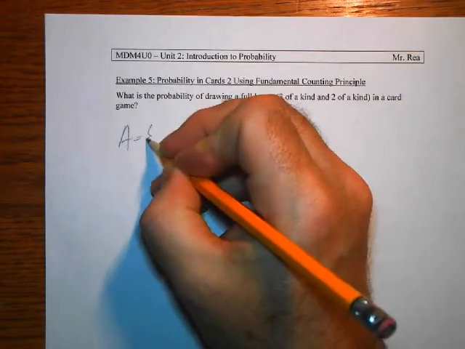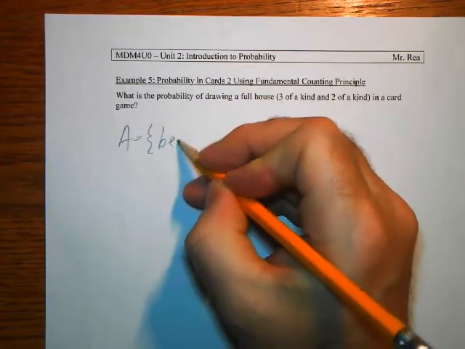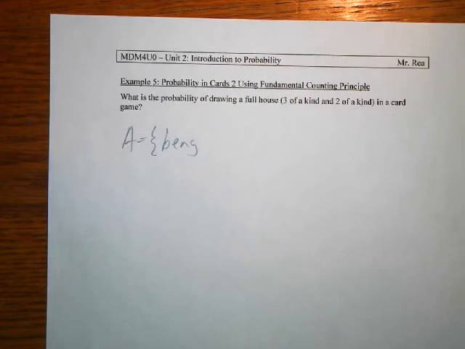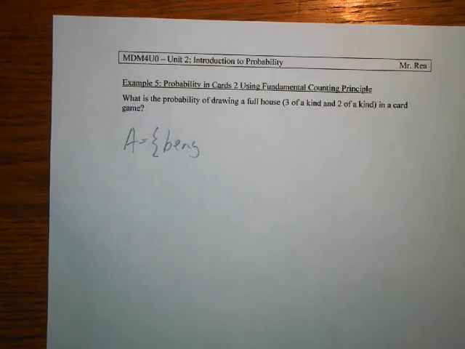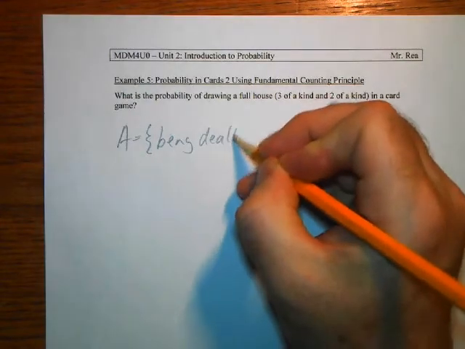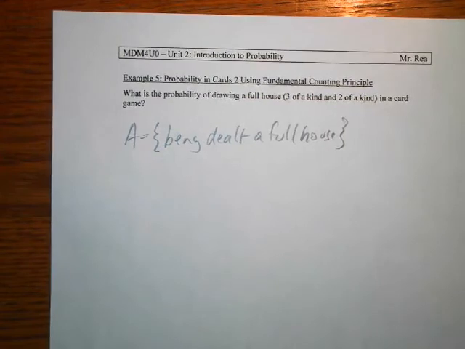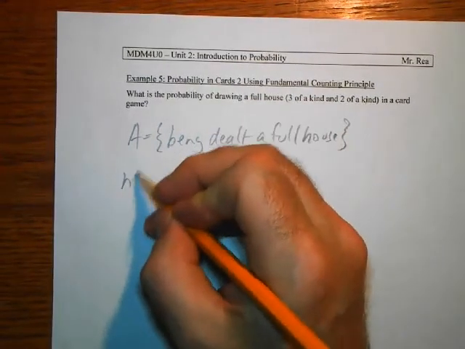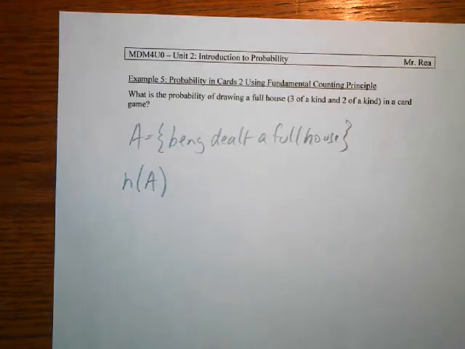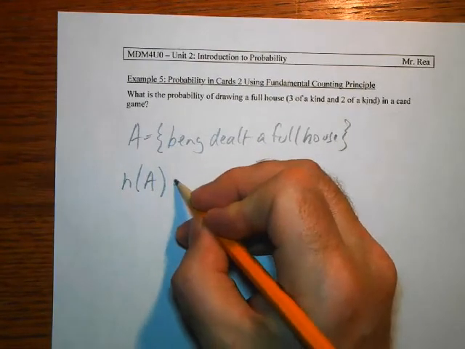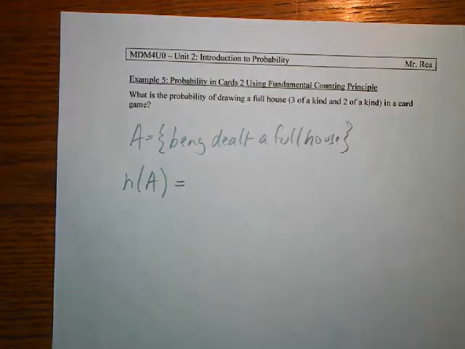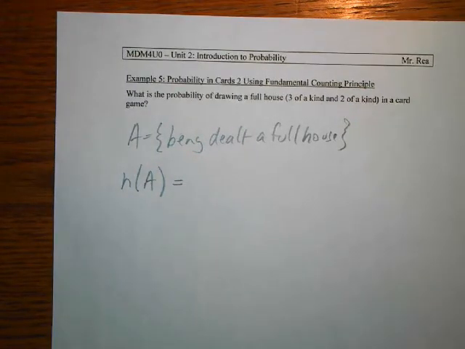So again, we'll define our event. Our event will be being dealt a full house. Okay, so let's talk about how many ways we can get a full house. This is a little different than the first one. We're going to break this down into two parts. How many ways can I get 3 cards the same? And then we'll deal with the other 2 cards after that. Try to narrow it down, work your way through it.